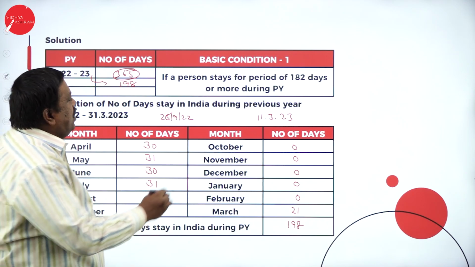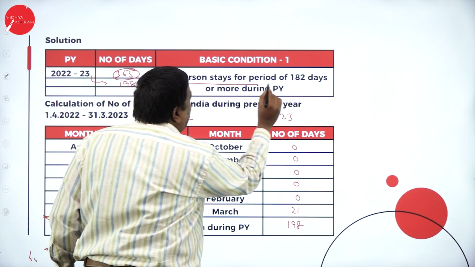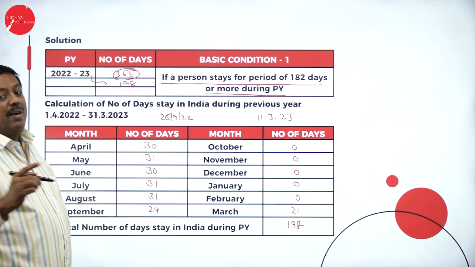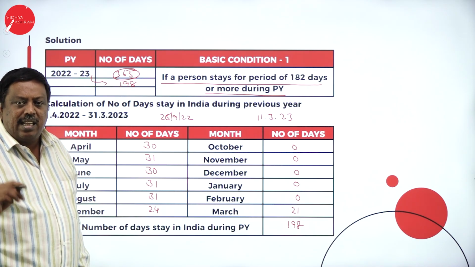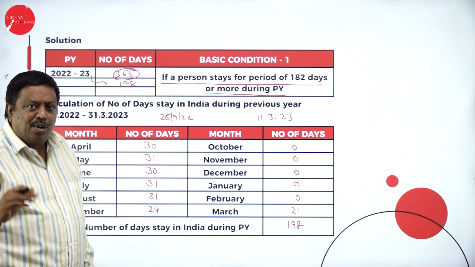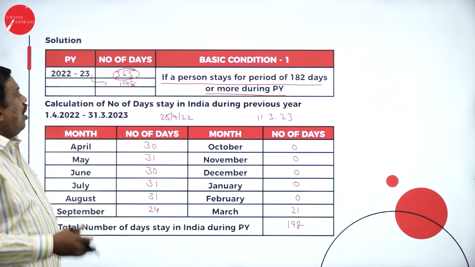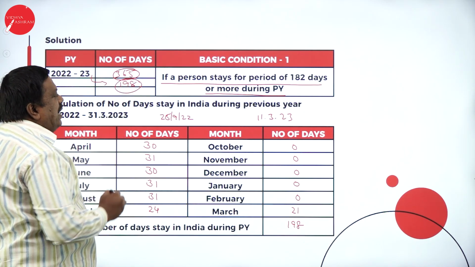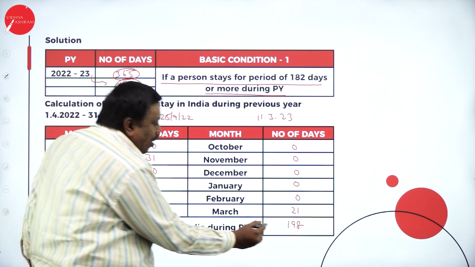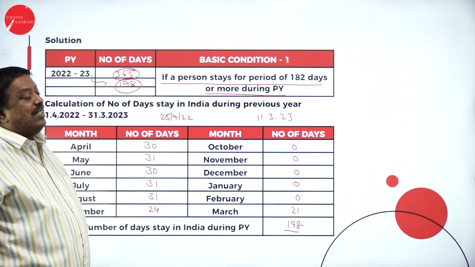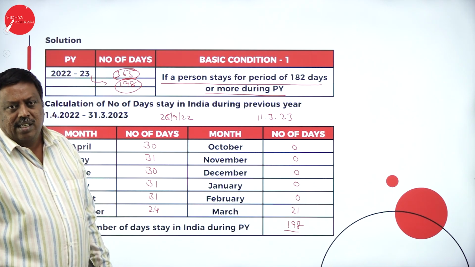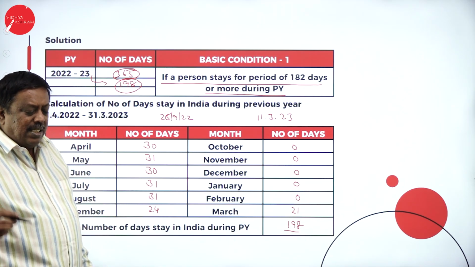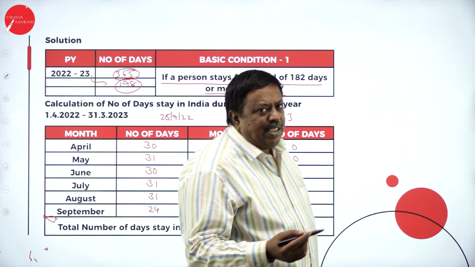What is the first basic condition we have here? A person should stay in India for a period of 182 days or more during the previous year. My stay in India during the previous year should be 182 days or more. Now, what is my stay in 2022-23? I have stayed in India for a period of 198 days. So I have satisfied my first basic condition. What is my second basic condition? The second basic condition is that my stay in India should be 60 days during the previous year.